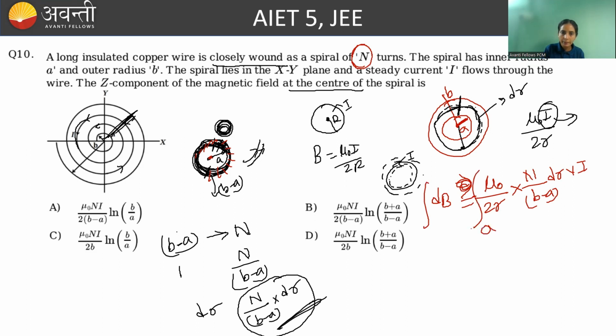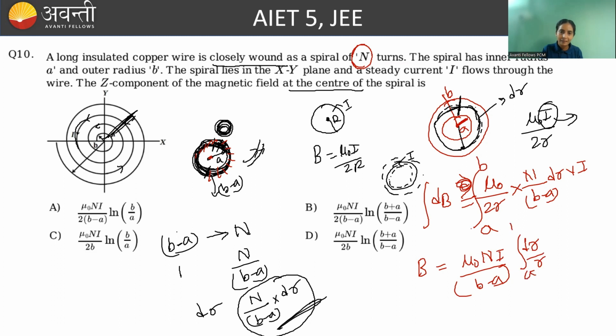R will vary from A to B because the spiral is getting formed from radius A to the radius B. So the magnetic field will be equal to the constant taken outside, mu naught N by B minus A, times I dr by R. So integration of dr by r is equal to how much?